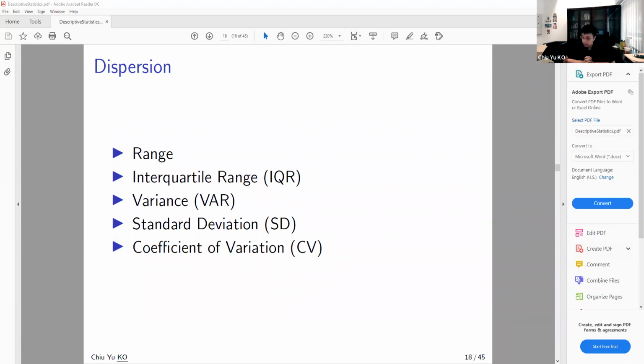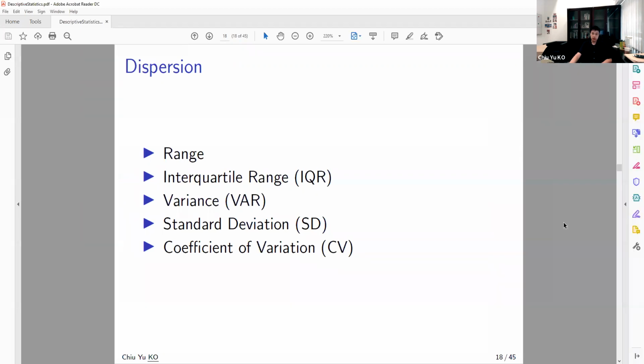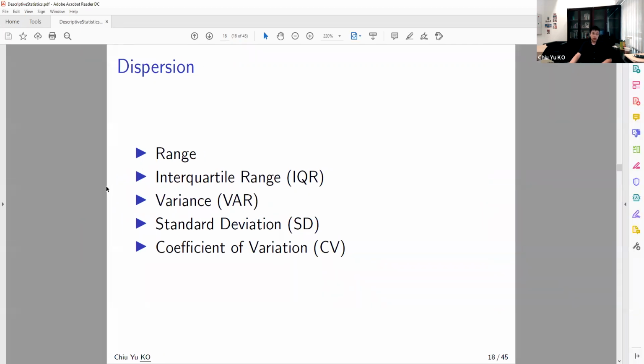We continue with what we call dispersion. Dispersion is related to how accurate our mean measure is. The mean is the most commonly used measure for central tendency. So the question would be, is the mean accurate at all? Because we want something to represent the data, but we really want to know how accurate it is, how representative the mean is.